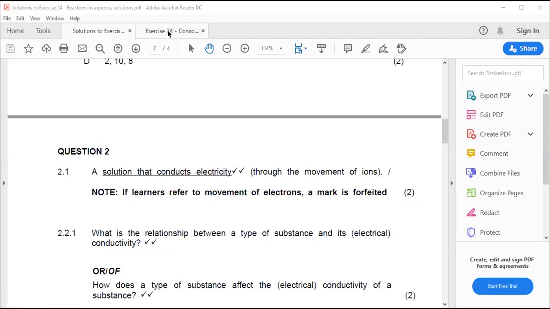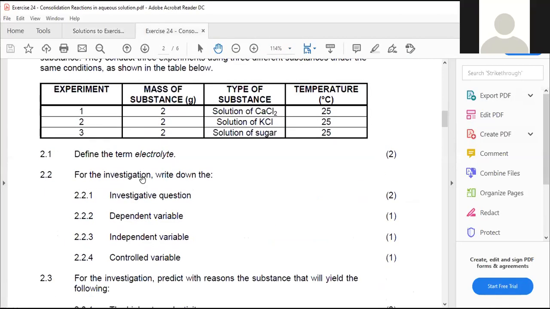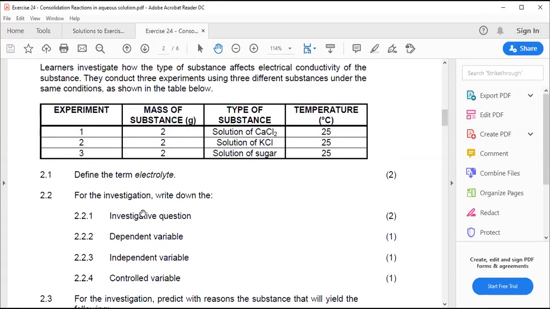Right, okay, next one. The next question says, for the investigation, write down the investigative question. What is an investigative question? It's a question where you're asking about the independent and your dependent variable. Clear? You need to specify in your question which one is your independent, which one is your dependent. What is an independent variable? It is a variable that is being changed during an experiment. What is a dependent variable? Dependent variable is the variable that is being measured during an experiment.